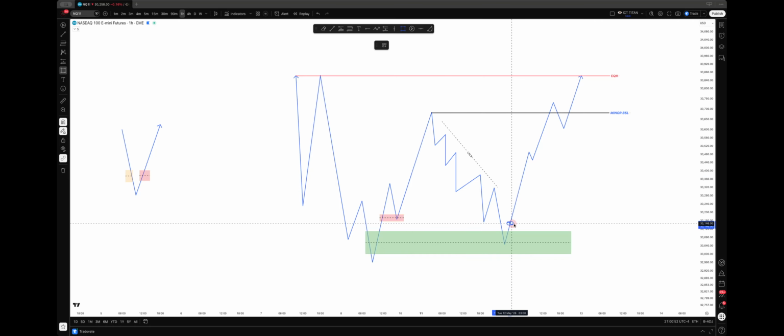an institutional order flow entry drill or something like this.